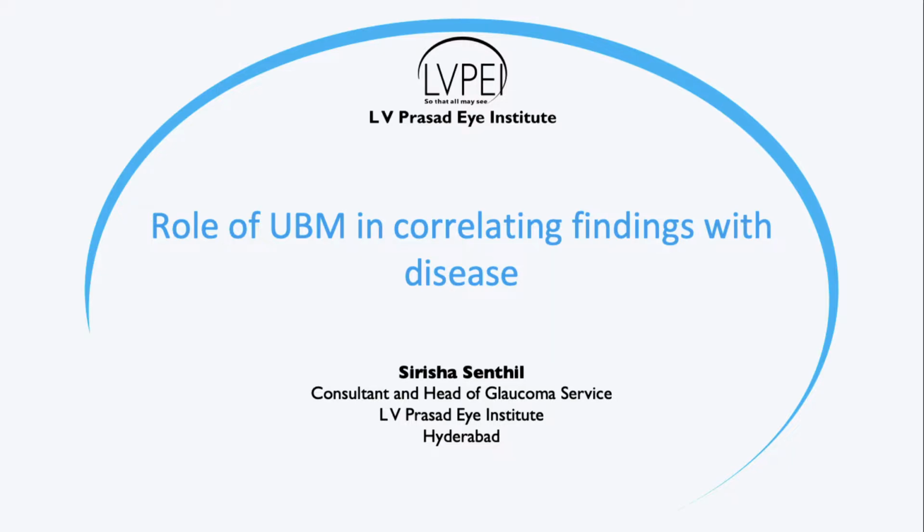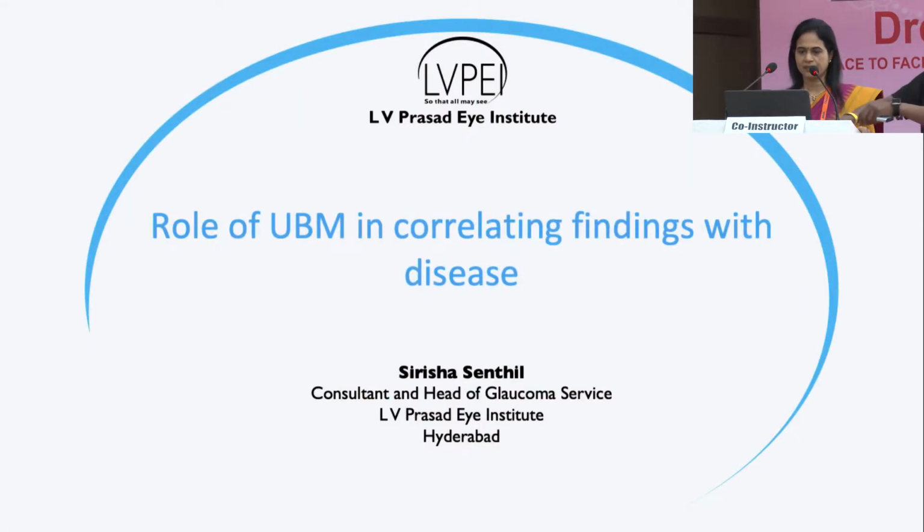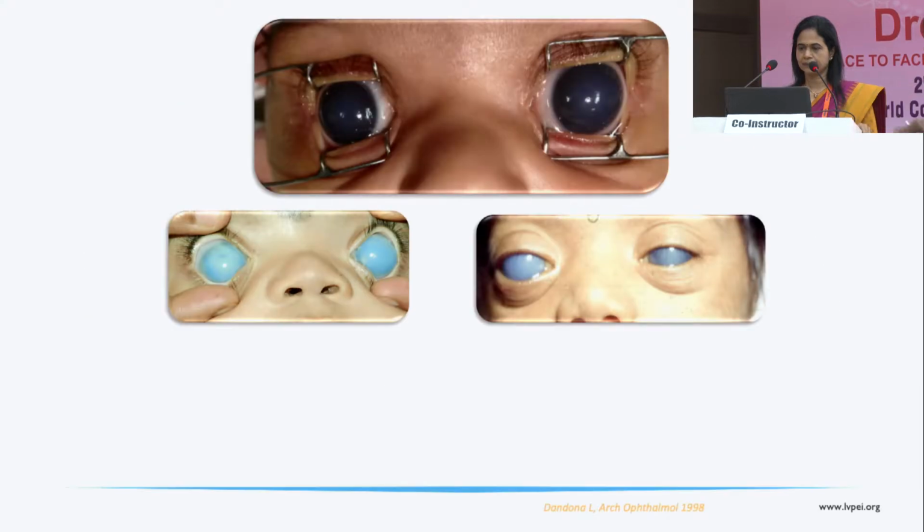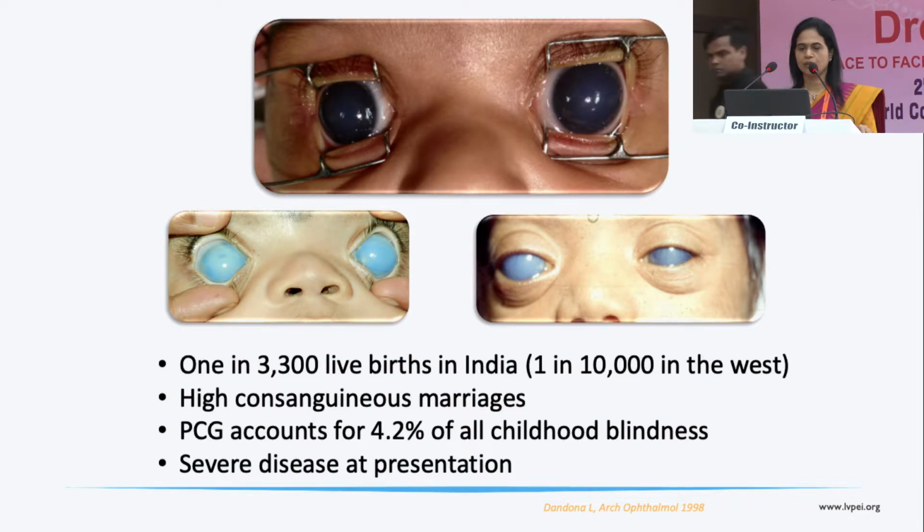So, Faisal has very beautifully shown, once you do the UBM, how to interpret it. Now we will look at the clinical correlations and how we interpret the diseases. Congenital glaucoma is not very uncommon in our country, and we don't see a very clear cornea. Which means that the majority of the time we see eyes with very, very hazy corneas.